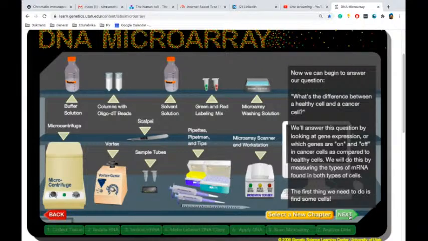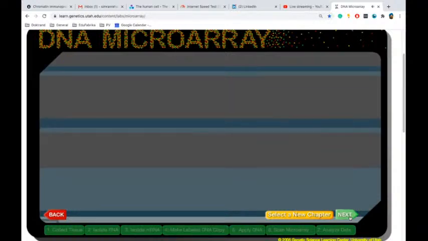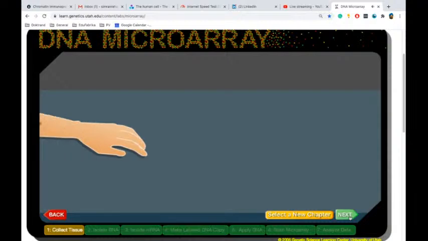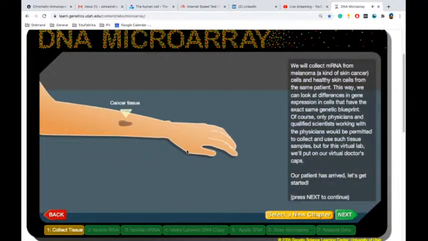So we're going to answer the question, what is the difference between healthy cells and cancer cells in this case? Which genes are on in the cancer cells, which genes are off in the cancer cells, which lead to this difference. So we will compare it with the healthy cells. This is the cancer tissue. Melanoma is happening on the skin, and we're going to check with the same patient how we can look at differences in gene expression in cells that have the same exact genetic blueprint.